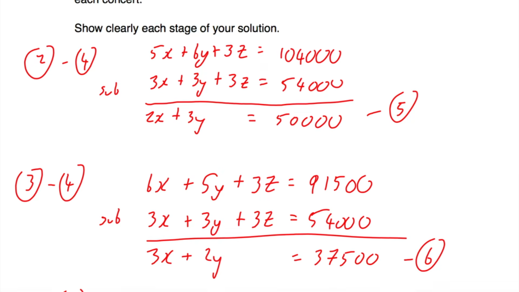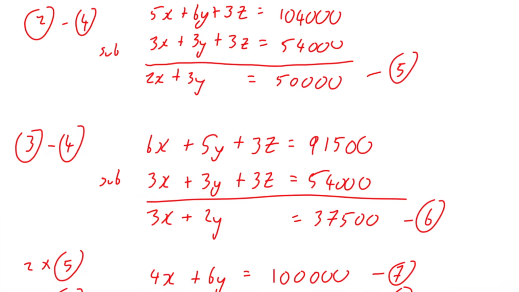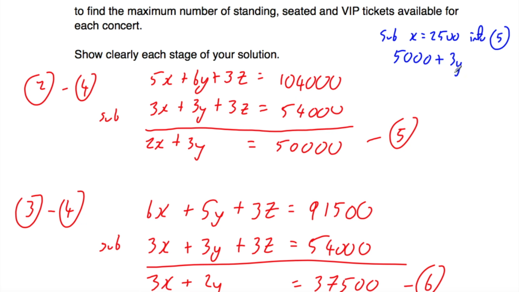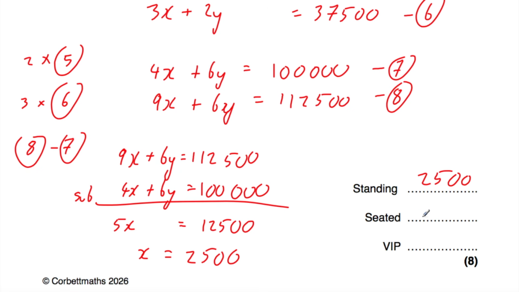Now let's find y and z. So we know that x is equal to 2,500. So I'm going to substitute that into equation 5 here. So if x is 2,500, 2 times that would be 5,000 plus 3y equals 50,000. And then if we take 5,000 off both sides, we get 3y equals 45,000. And if we divide by 3, y is equal to 15,000. The maximum number of seat tickets is 15,000.